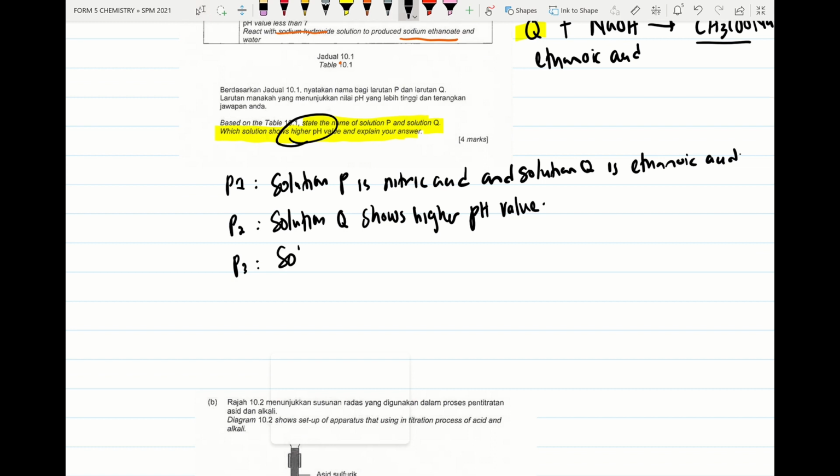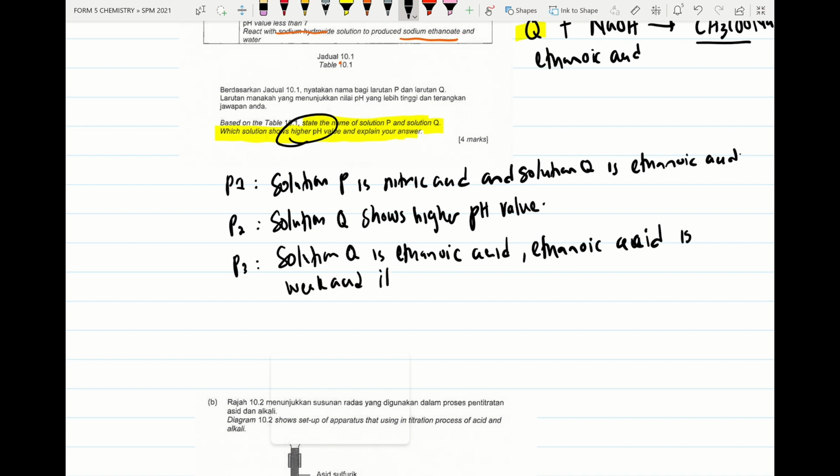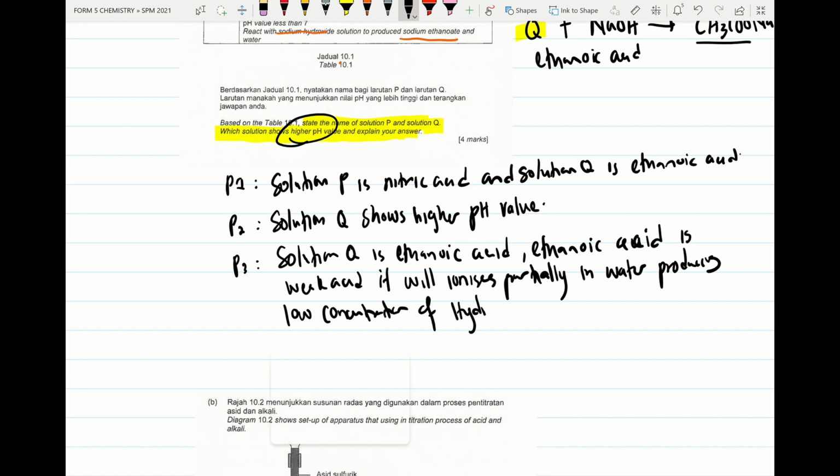Solution Q is ethanoic acid. Ethanoic acid is a weak acid. It will ionize partially in water, producing a low concentration of hydrogen ions.